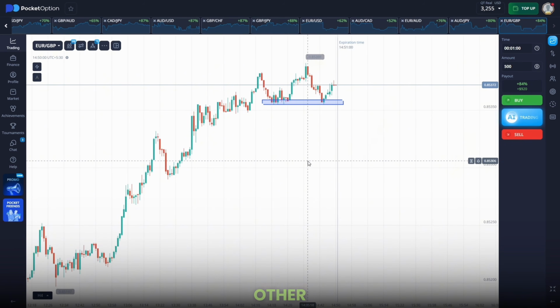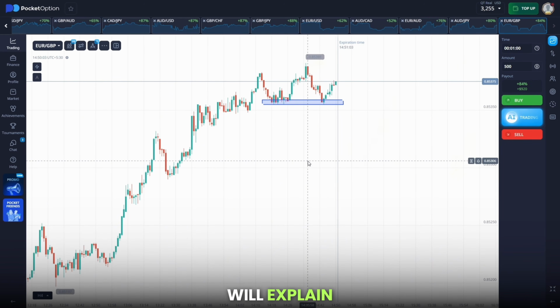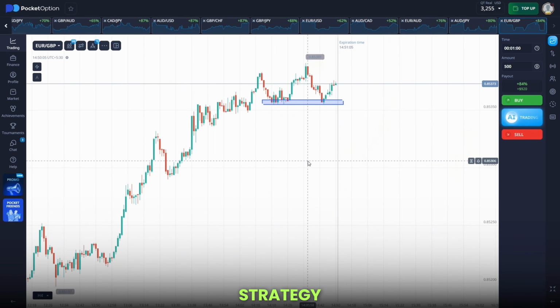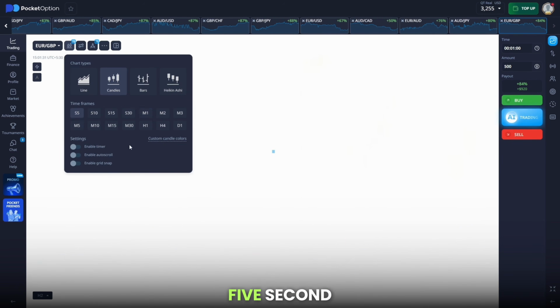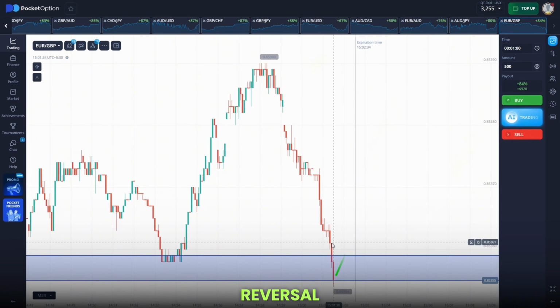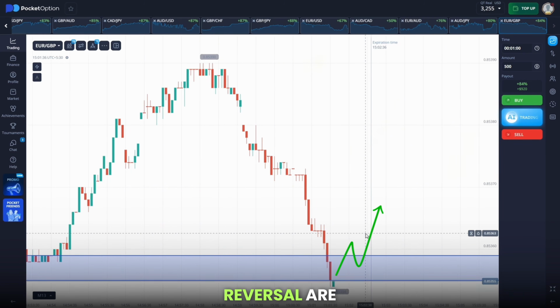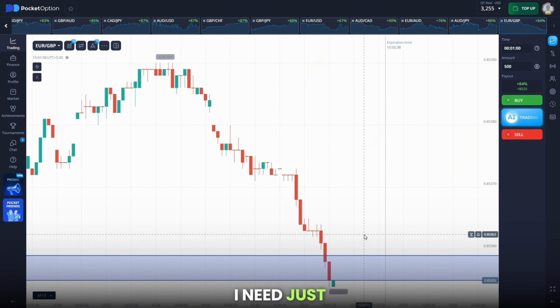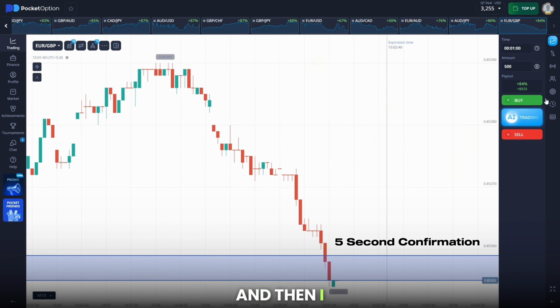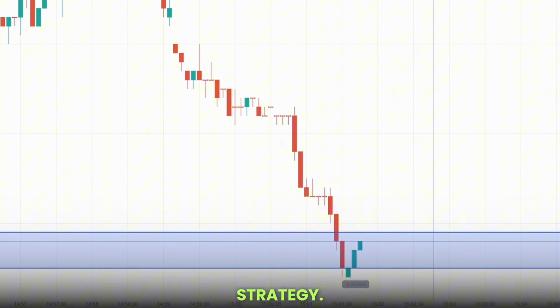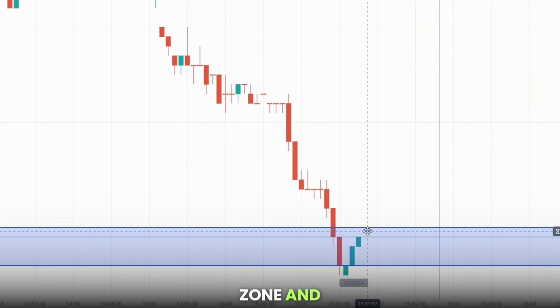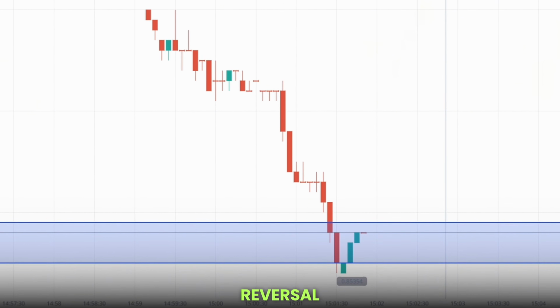Let's find another trading setup and I will explain to you why the strategy that I am using is worth applying. Let's wait for our new setup now. Price hit the liquidity zone once again. Let's open the 5-second chart. I'm targeting a reversal trade here. Chances of reversal are super high. I need just 5-second confirmation and then I will place my trade. Let's wait now. I'm using the same trading strategy. This is a liquidity zone and that's why I'm targeting a reversal trade here.